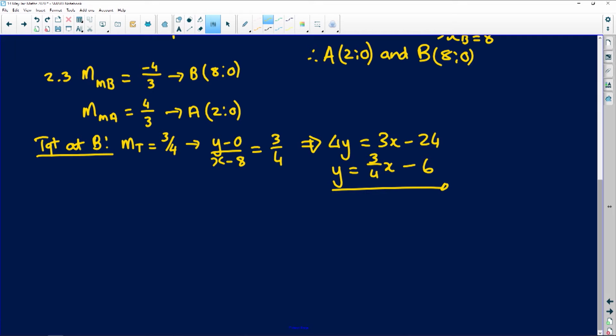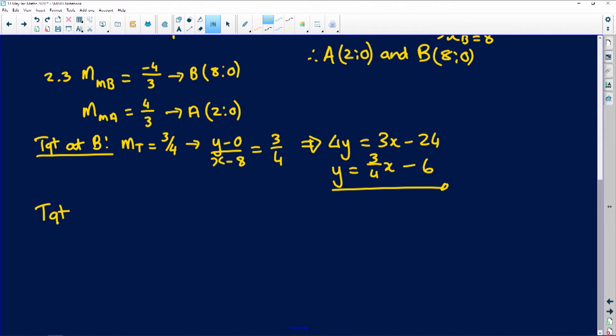A full 3 marks for the work that I've done so far. Remember, there's 2 tangents I want, so I need to find the one at A as well in exactly the same way. So let's go. The tangent at point A. For the tangent at point A, I'm working with this gradient. The gradient of that tangent will be minus 3 over 4, and it goes through point A.